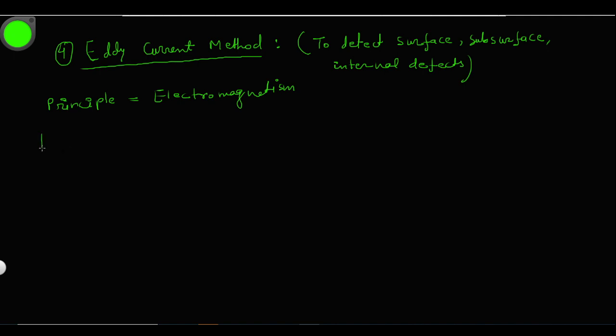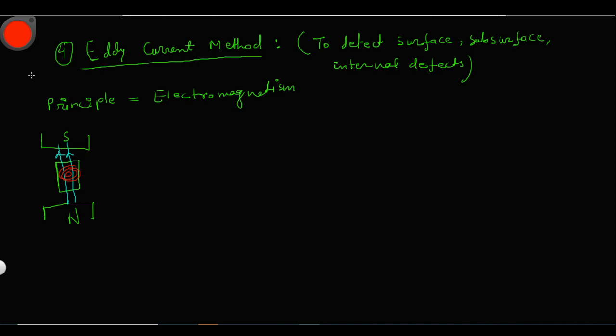So now suppose one magnet is present. This is the north pole, this is the south pole, and one piece of metal is present inside the magnet. The magnetic field will travel from north to south, and due to this magnetic field, eddy current will be induced. It will be in a circular or somewhat circular shape.